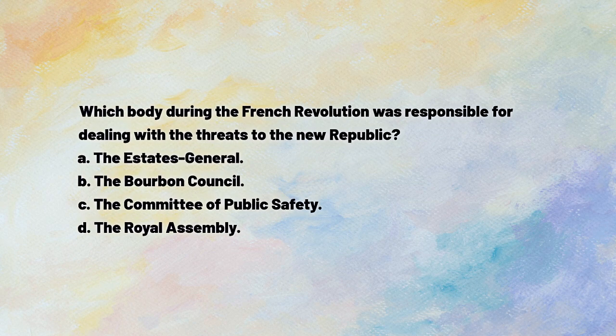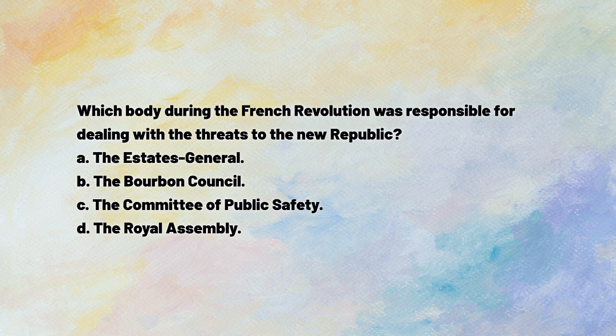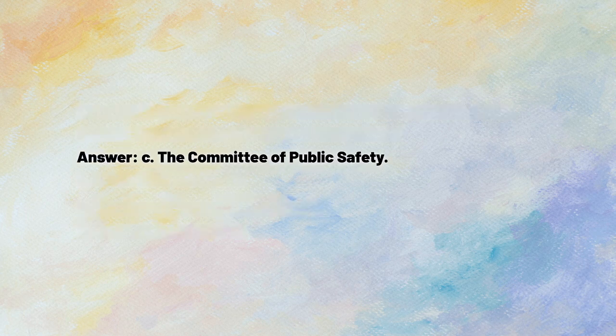Which body during the French Revolution was responsible for dealing with the threats to the new republic? A. The Estates General. B. The Bourbon Council. C. The Committee of Public Safety. D. The Royal Assembly. Answer C. The Committee of Public Safety.